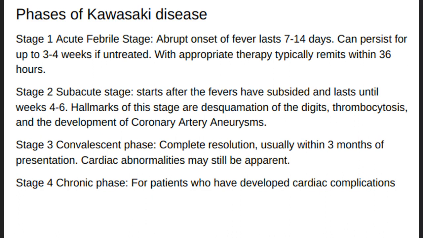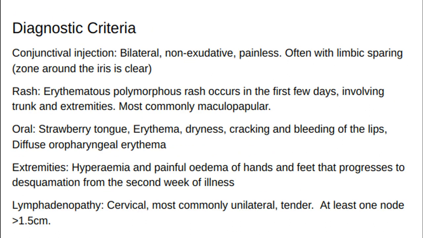In the convalescent phase, there is complete resolution of signs, usually within 3 months of presentation. The acute phase reactants and lab values return to baseline at the start of this phase. Cardiac abnormalities may still be apparent. Larger aneurysms may expand, and MI may occur. The chronic phase is for patients who have developed cardiac complications. There are 2 forms of KD, complete and incomplete. Let us look at the complete form first.